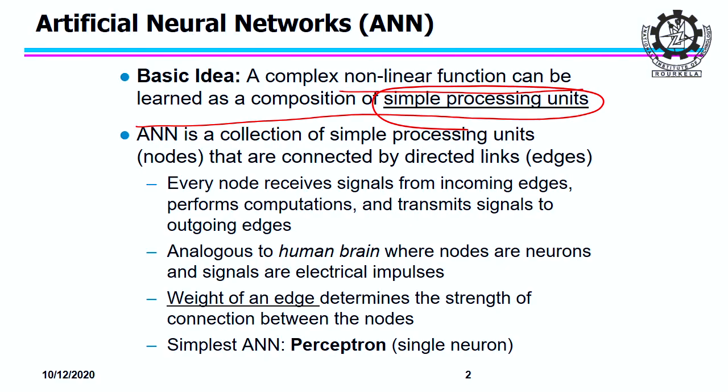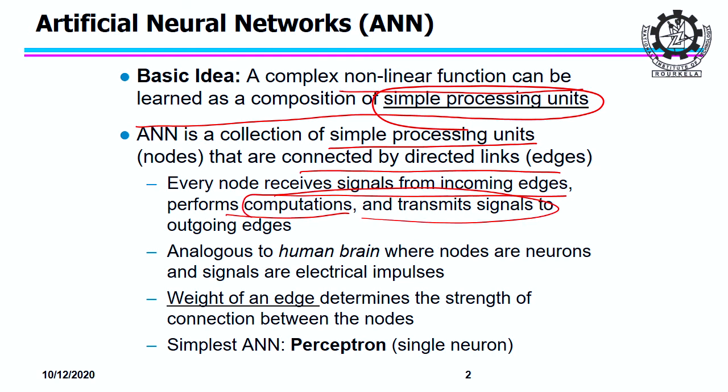A network is a collection of simple processing units and they are interconnected by directed links. Every node receives signal from incoming edges, performs computation and transmits the signal to the outgoing edges. That means a simple processing unit performs a simple operation and then transmits the information to the other nodes. Now we will focus on what that simple processing unit actually does.